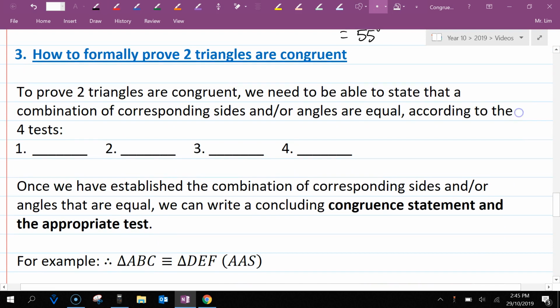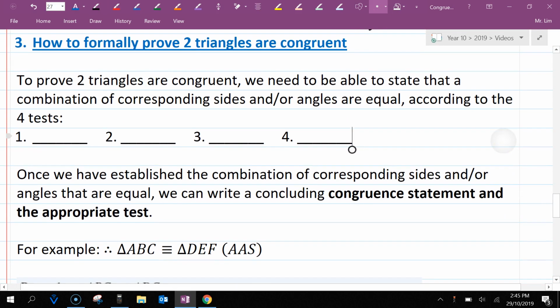Right, and on to the final part of this video, how to formally prove that two triangles are congruent. So to prove two triangles are congruent, we need to be able to state that a combination of corresponding sides and or angles are equal according to the four tests: SSS, SAS, AAS, and RHS.